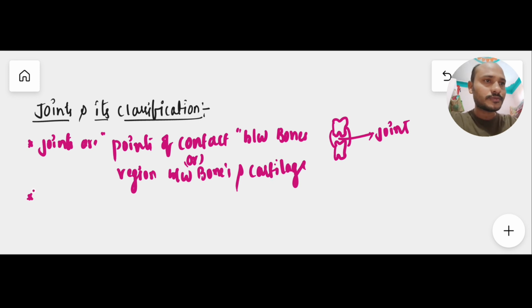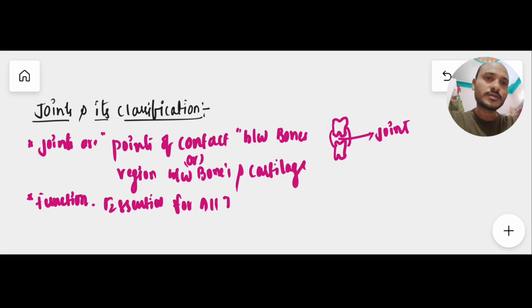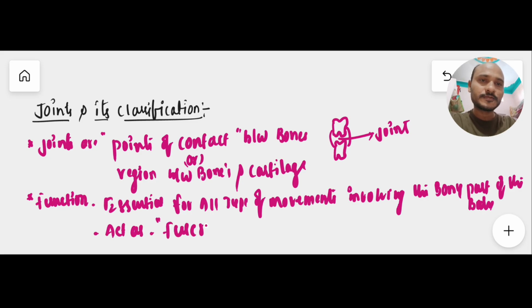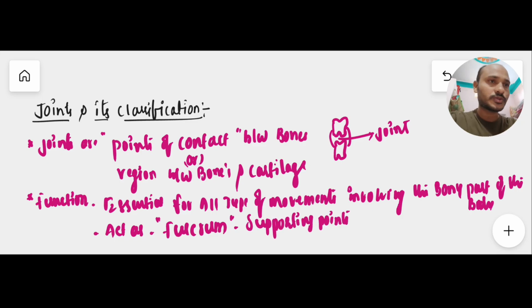So what is the function of joints? These joints are essential for all types of movement involving the bony parts of the body. And these joints act as a fulcrum. Very important. They act as a fulcrum. Here fulcrum means supporting point. They give support. There are two important notes here. Joints are known as fulcrum.